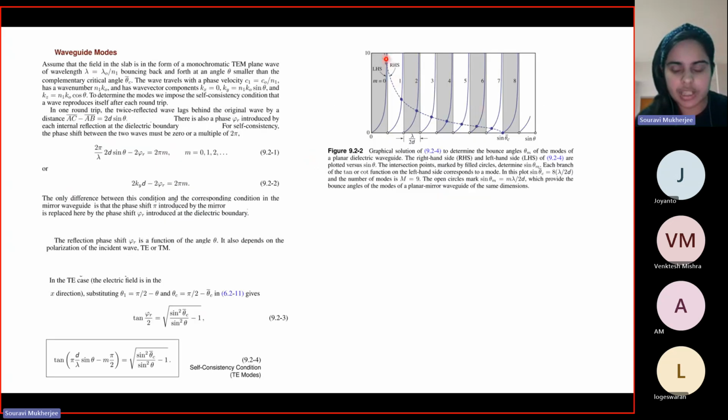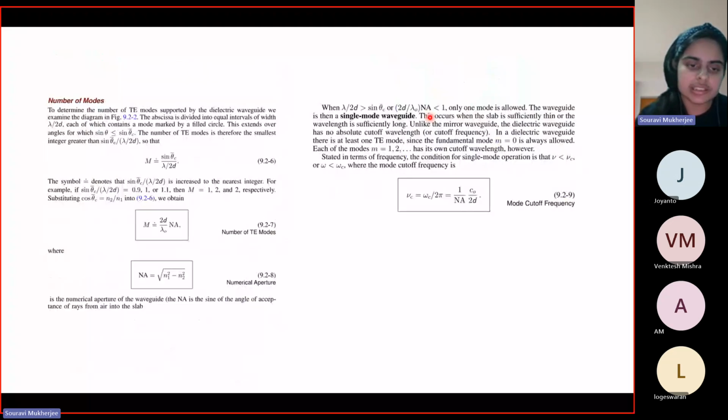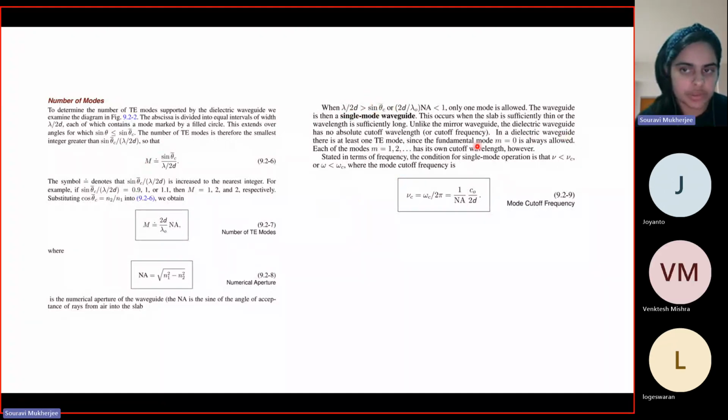If there are situations where you are asked to find the condition for a single TE mode or single TM mode to transmit, then you have to consider this relation. So you just take into account this condition that lambda by 2d is not much, but just greater than sine theta c. This corresponds to the case where m is equal to 0.